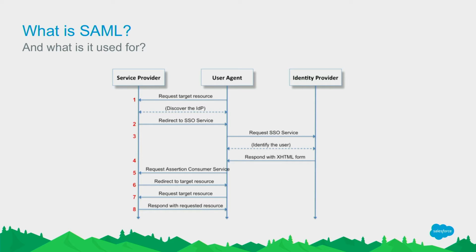This is a simple flow of the way it works. So the user agent is the Salesforce user, for example, and he's trying to log in to Salesforce. So he would go to Salesforce, login.salesforce.com, and he'll try to log in. But instead of sending information to Salesforce, information will go the other way to the identity provider.